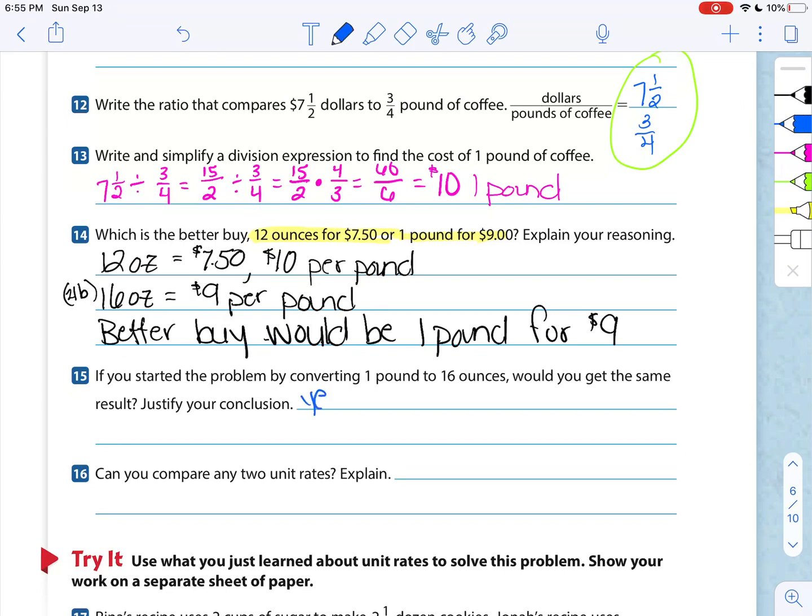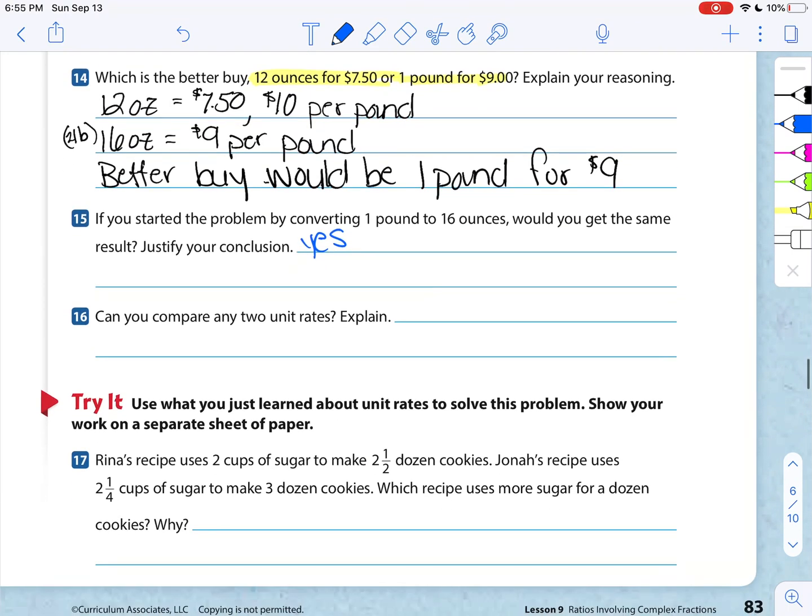So yes, you would get the same answer. No matter which way you worked it, you would still get that for 12 ounces, it's going to be $10 per pound, and that for a whole pound, it's $9 per pound. Number 16, can you compare any two unit rates? Explain. Pause the video and write down your answer and your thoughts to number 16.